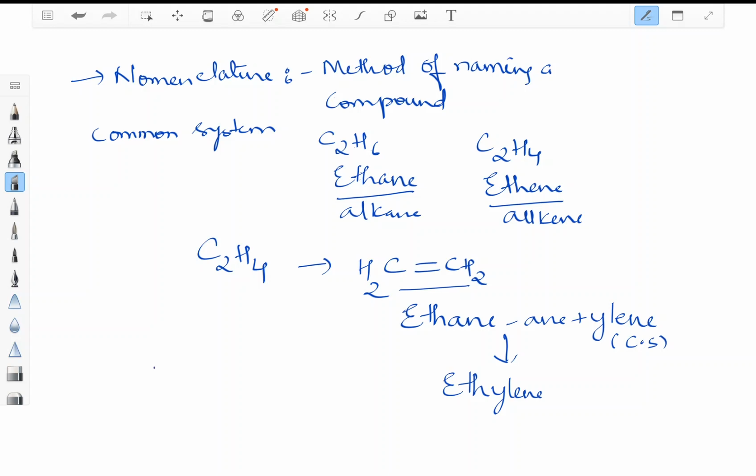In the same way, if you have this compound, all having single bonds, then it is nothing but propane. But if I am adding a double bond here, what will happen? I'm going to remove ANE and add YLENE. So from propane, if I remove ANE, the name is prop, YLENE. So that is propylene.